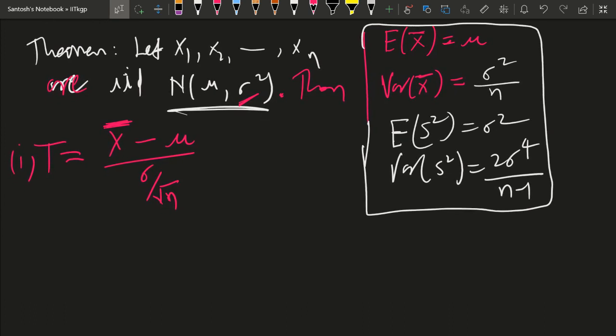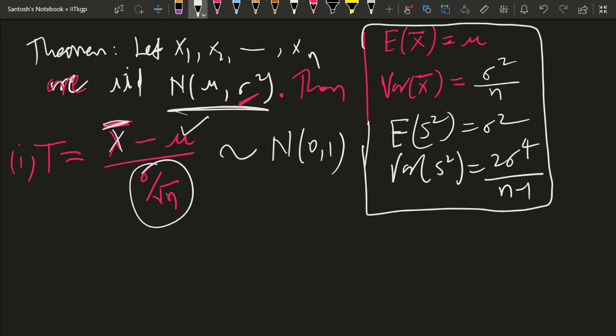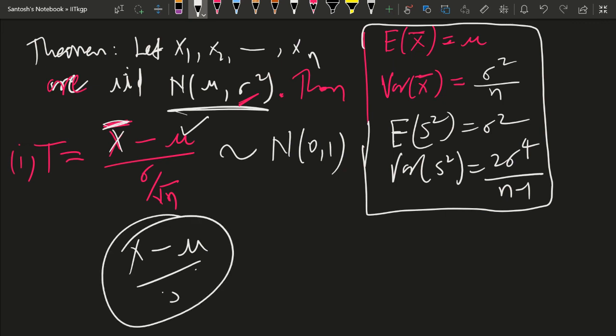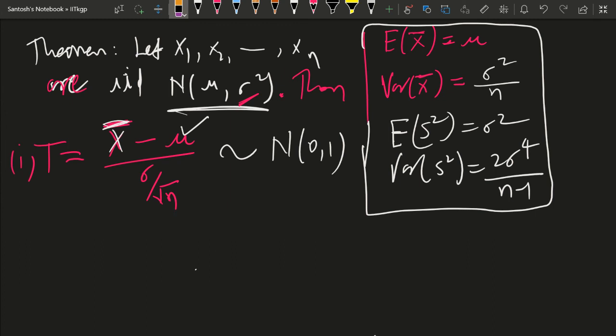So X bar minus mu upon sigma by root n will have distribution normal 0, 1 again. You know why? Because X bar has mean mu and variance sigma square by n. So we divide by the standard deviation, which is sigma upon root n. This is like the earlier case, but instead of X we have X bar, so I have taken the corresponding mean and standard deviation.